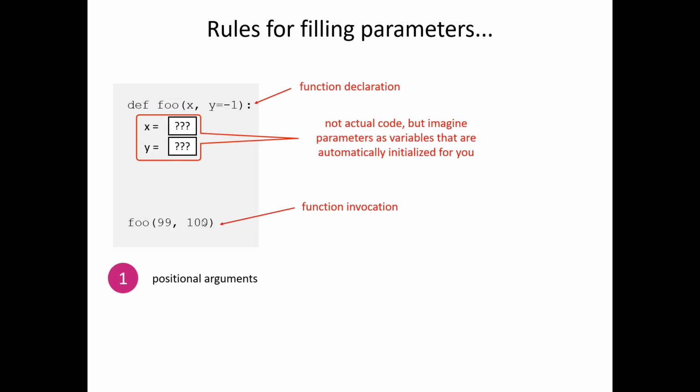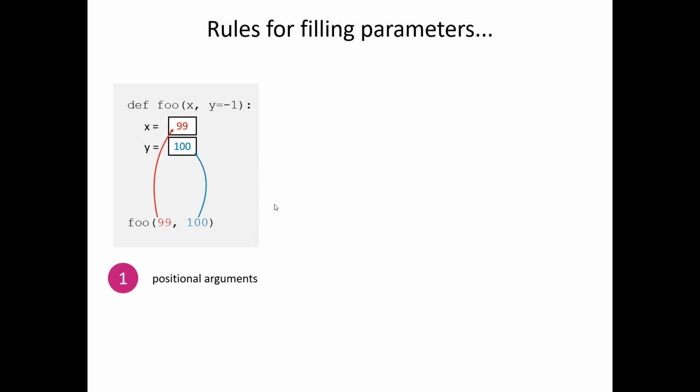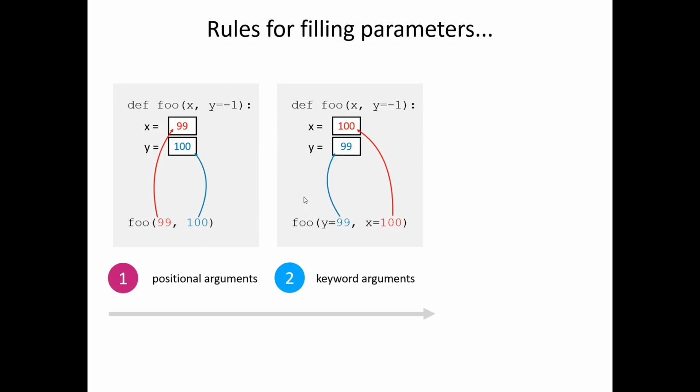We'll instead use this 100. And y will get the value 100. I made a slide for this and forgot about it. So the 99 goes where the x is. The 100 goes into y. First argument to first parameter, second argument to second parameter.